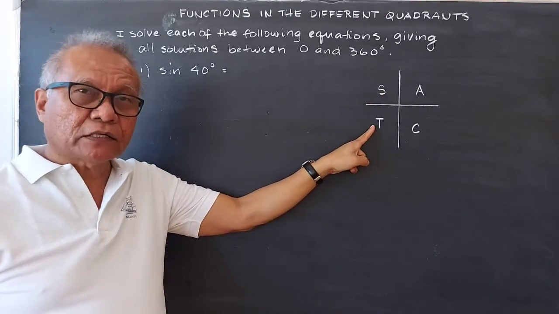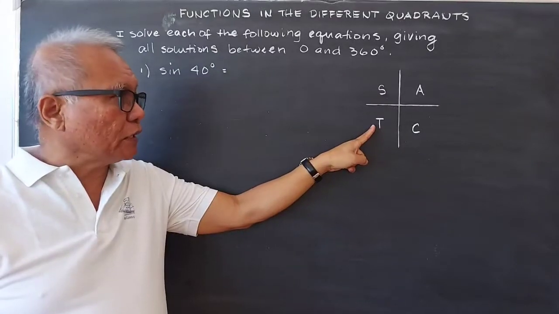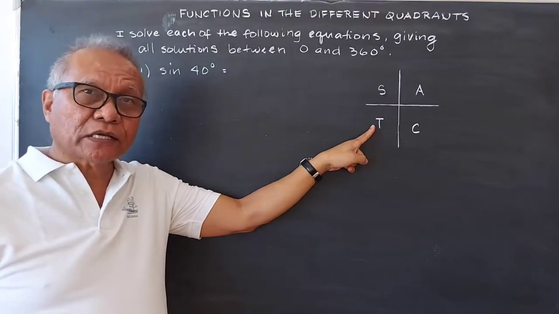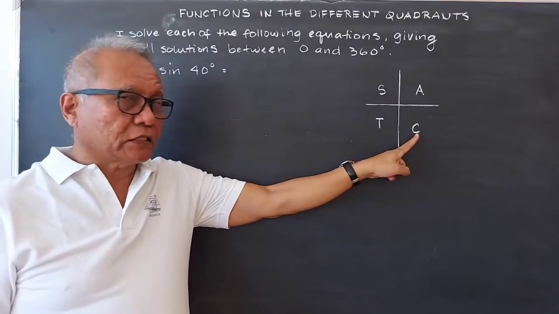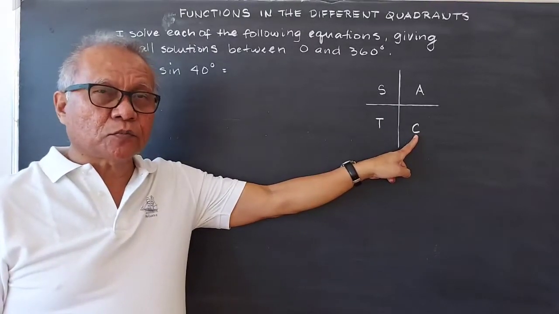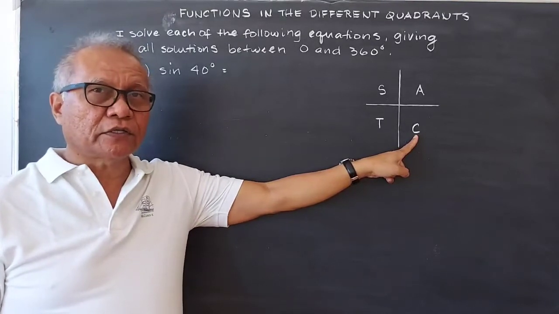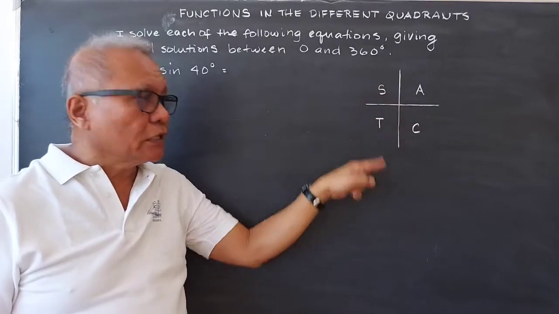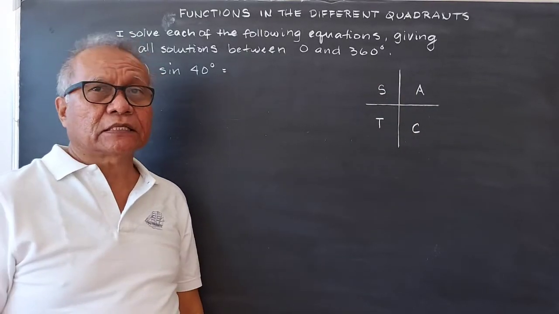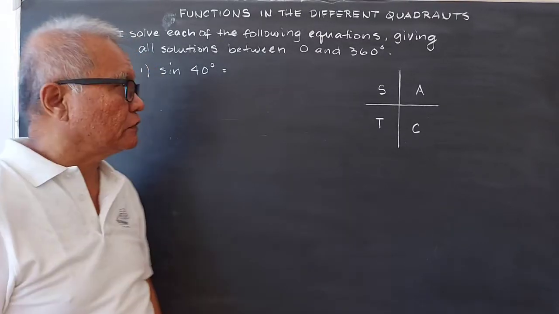In the third quadrant, we have only the tangent as positive function here, while the sine and cosine, they are both negative. In the fourth quadrant, only the cosine is positive here, and the sine and tangent, they are both negative. So by this figure, guys, we can easily remember if the sign of a function is positive or negative.